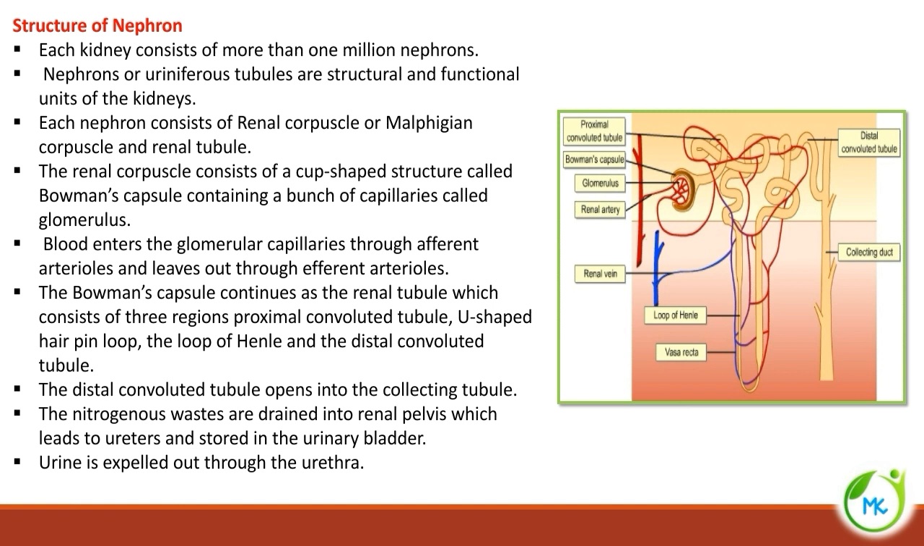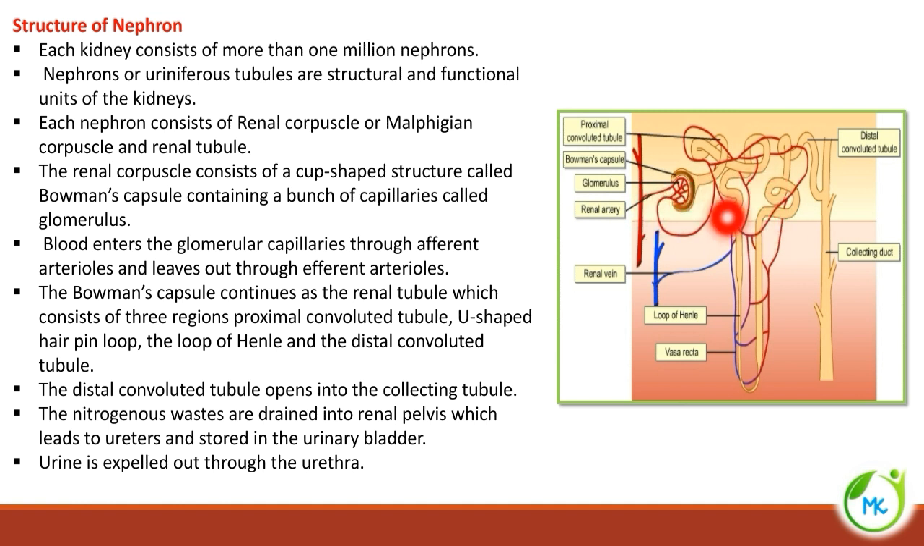The nephron is the structural and functional unit of the kidney. So they are very, very important structures. Each kidney has more than 1 million nephrons. So this is a nephron. This is responsible for the filtering of the blood, and the removal of metabolic waste is made by means of this structure called the nephron.